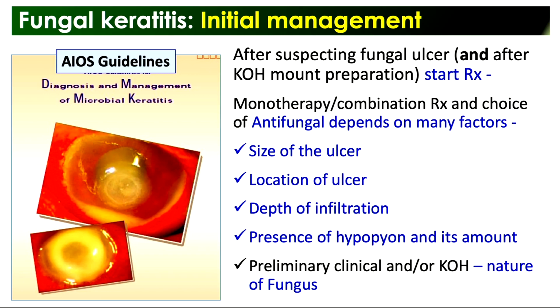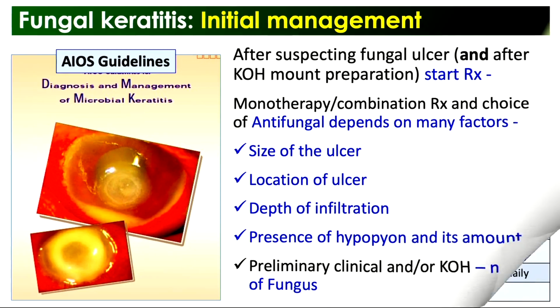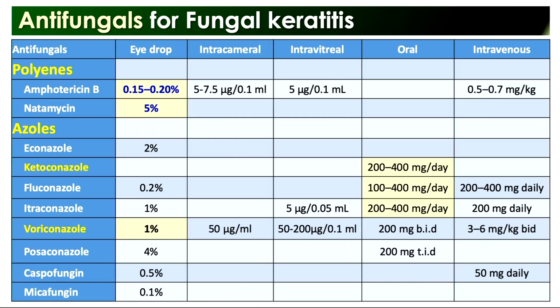There are a lot of therapeutic guidelines, so it depends on size, location, depth of infiltration, presence of hypopyon and its amount, and preliminary clinical findings or KOH mount, which you can do in your clinic, whether KOH is positive or not. These are the list of antifungal drugs, and among the eye drop preparations, we have actually 3 eye drops in our country which are commercially available. We make amphotericin B ourselves, but natamycin and voriconazole are commercially available.